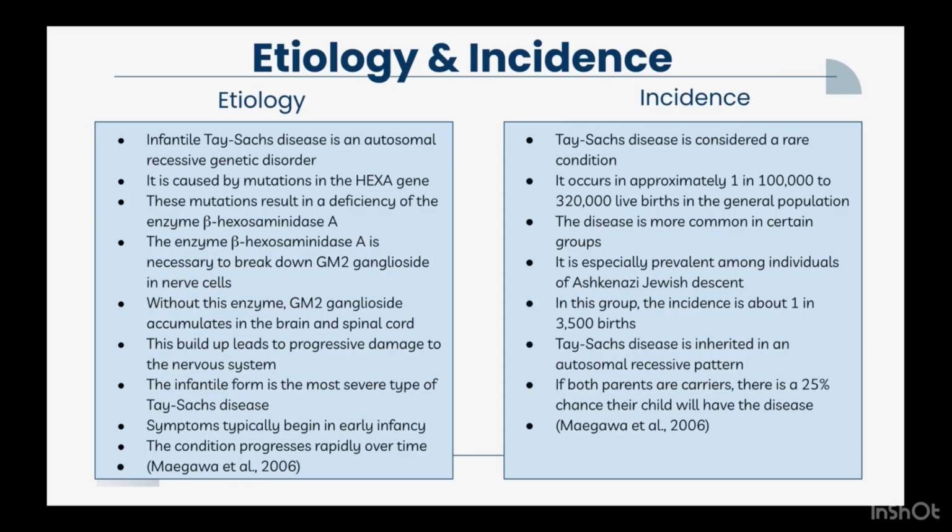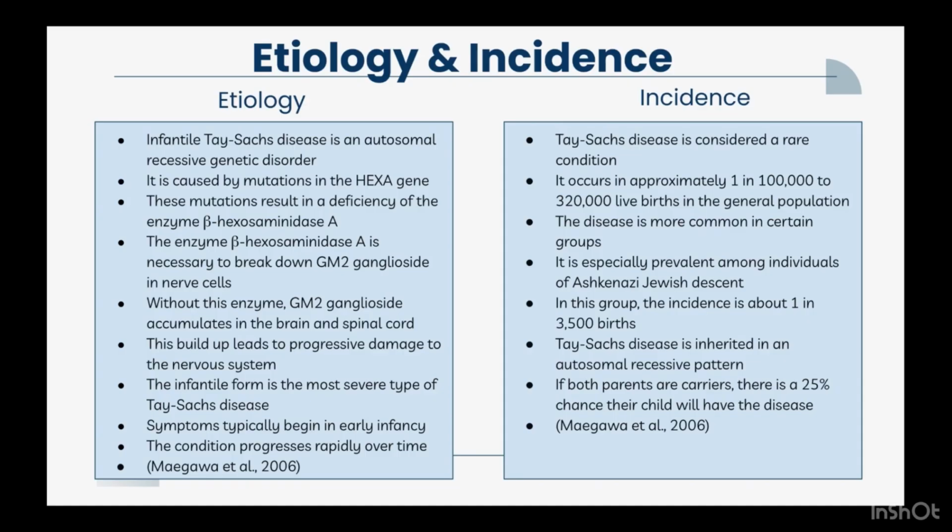In terms of incidence, Tay Sachs disease is considered a rare condition in general populations, occurring in approximately 1 in 100,000 to 320,000 live births. However, it is more common in certain populations, such as the Jewish population, where the incidence is much higher. It's about 1 in 3,500 births.